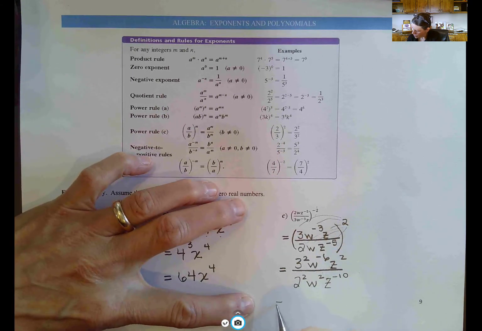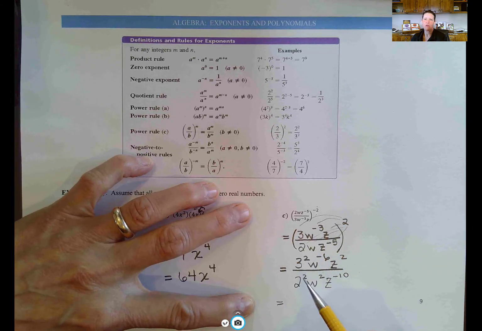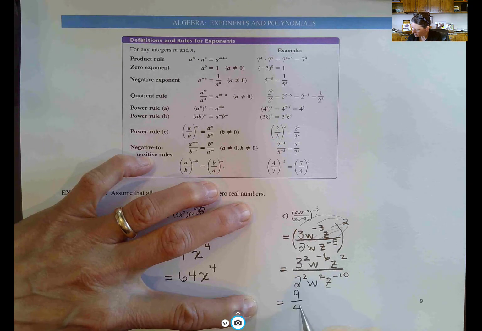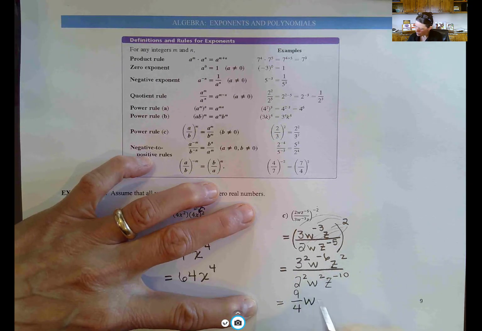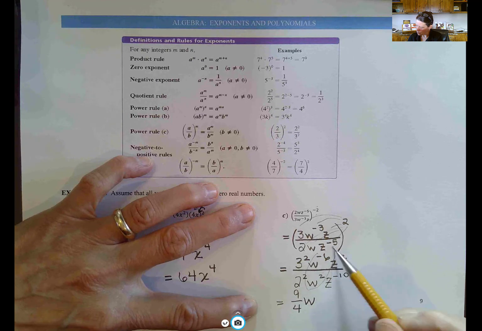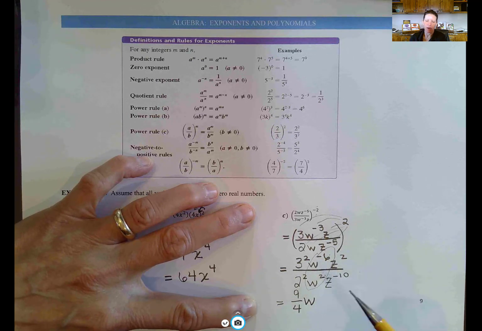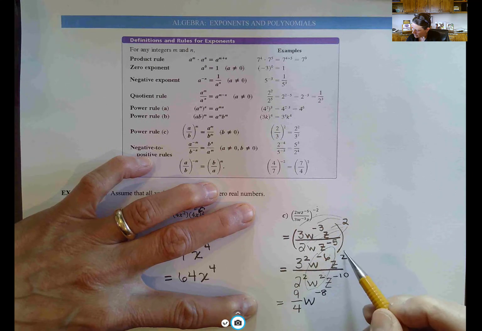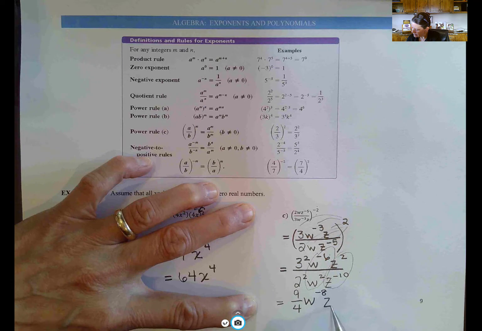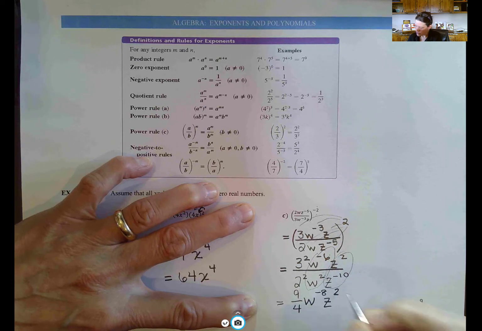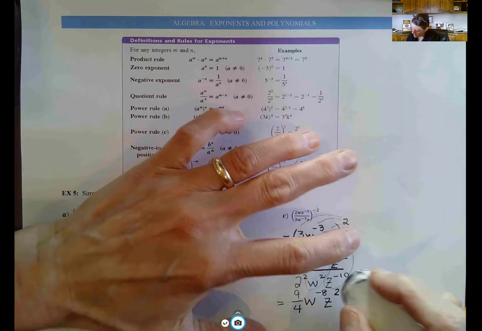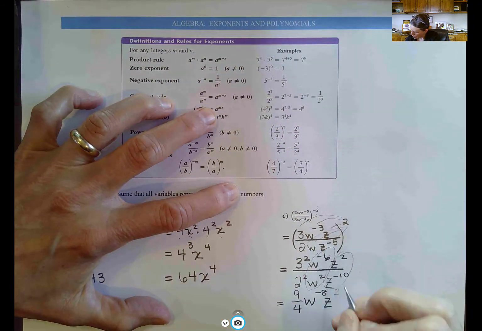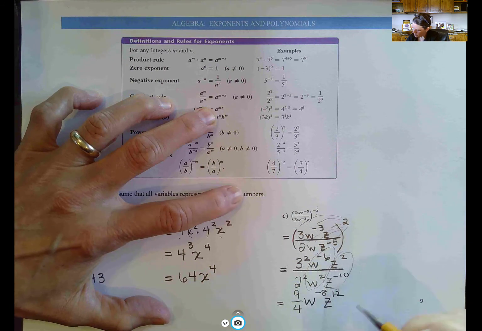Now let's see, we can use our quotient rule, and I'm going to go ahead and evaluate my 3 squared and 2 squared. That's 9/4, isn't it? 9/4. W to the, okay, so we use our quotient rule with like bases, and top exponent minus bottom. Negative 6 minus 2 is negative 8. And then with our factor of z, that's z to the 2 minus a negative 10. And that's a 2 plus 10, isn't it? Or a 12, z to the 12th.